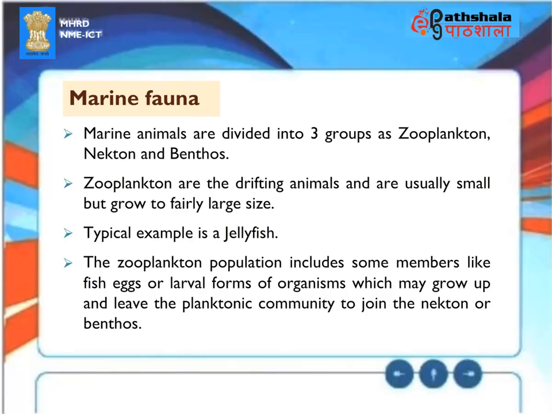Marine fauna. Marine animals are divided into three groups as zooplankton, nekton, and benthos. Zooplankton are the drifting animals and are usually small but grow to fairly large size. Typical example is a jellyfish. The zooplankton population includes some members like fish eggs or larval forms of organisms which may grow up and leave the planktonic community to join the nekton or benthos.